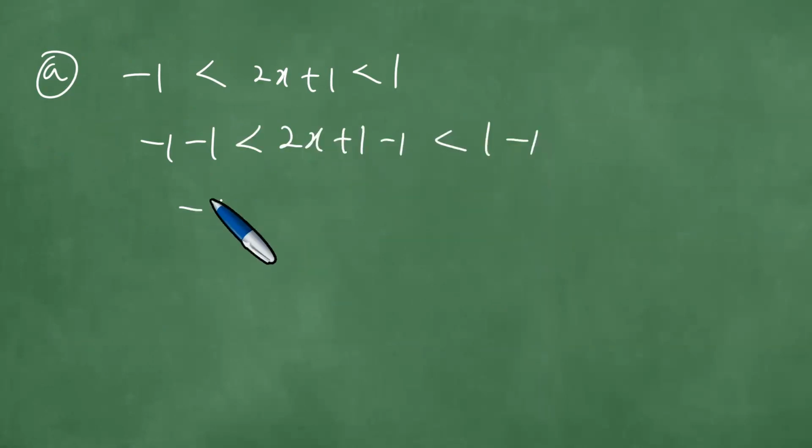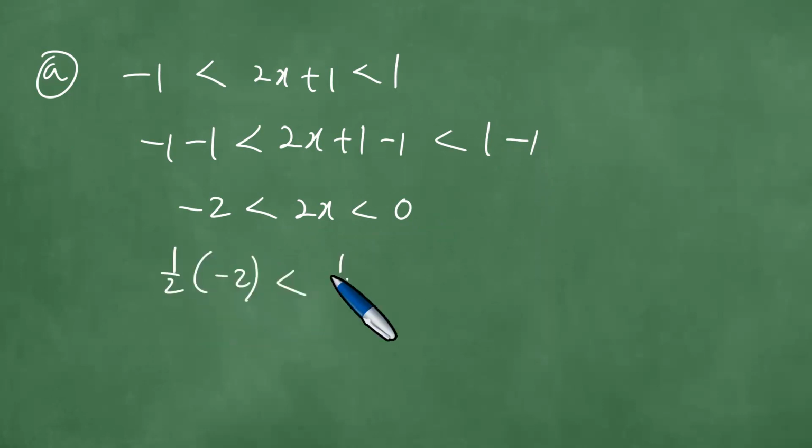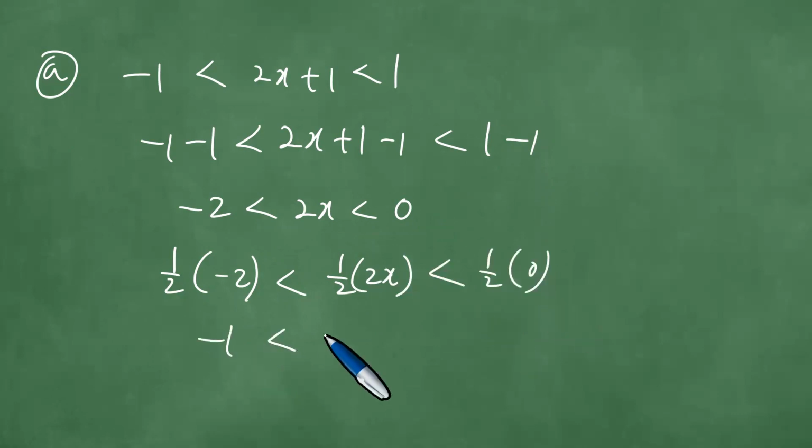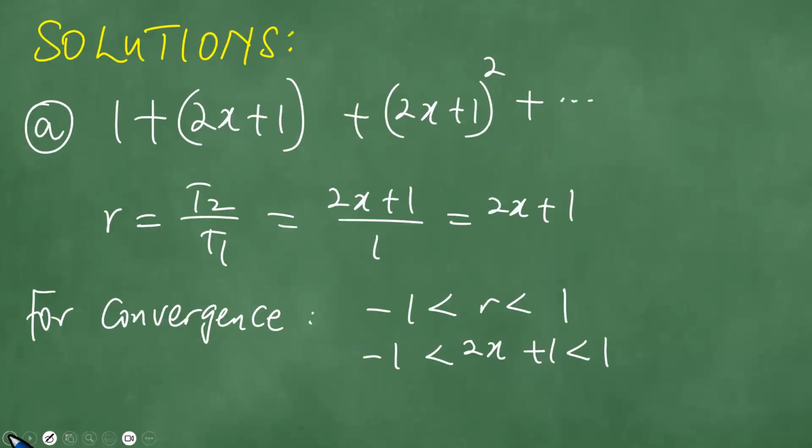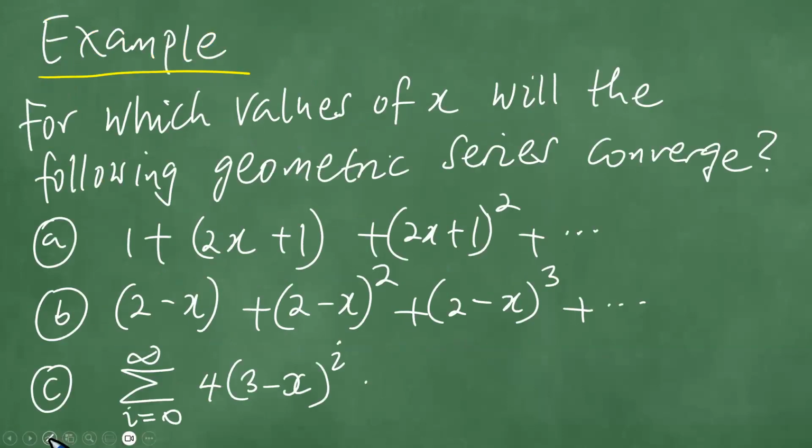So you get -2 less than 2x less than 0. To remove the 2, you multiply by 1/2 across. -1 is less than x, less than 0. And that's the answer. Next. So now these ones here will be your home activity, B and C.